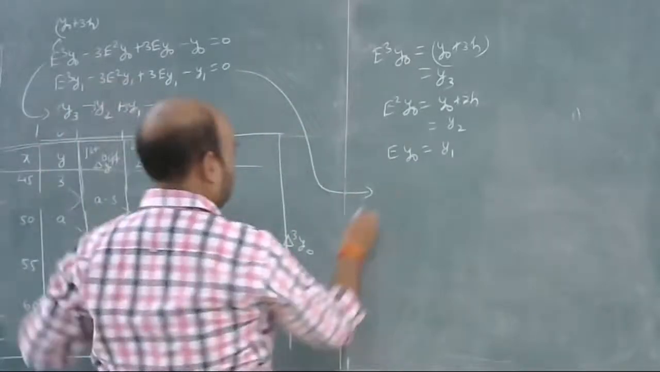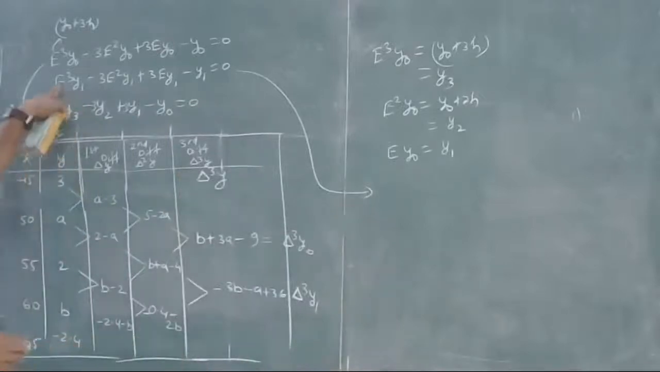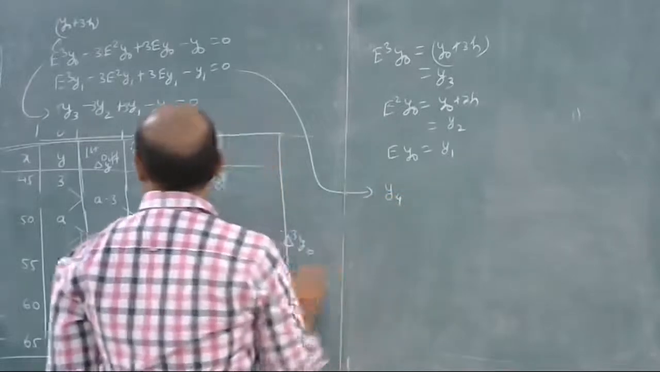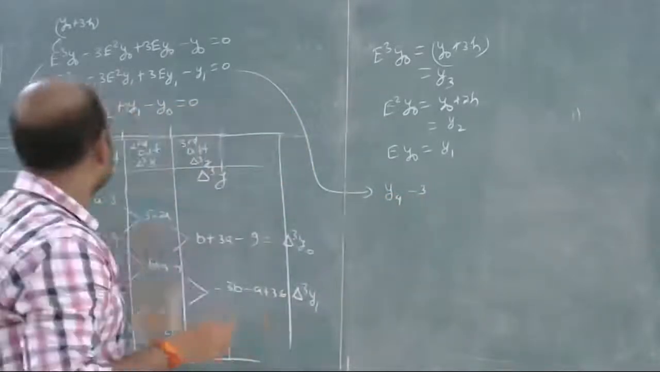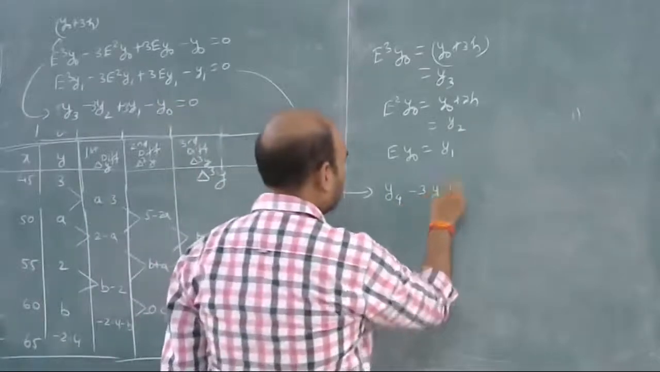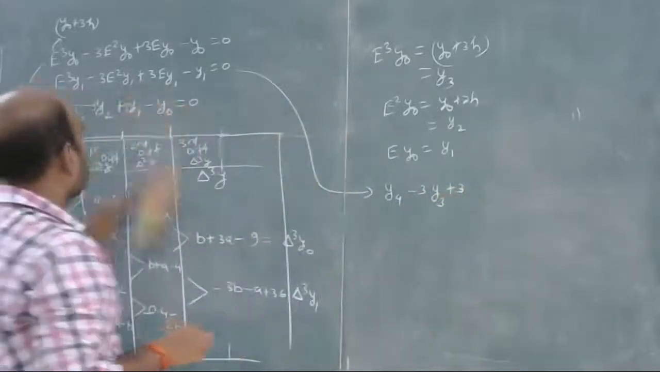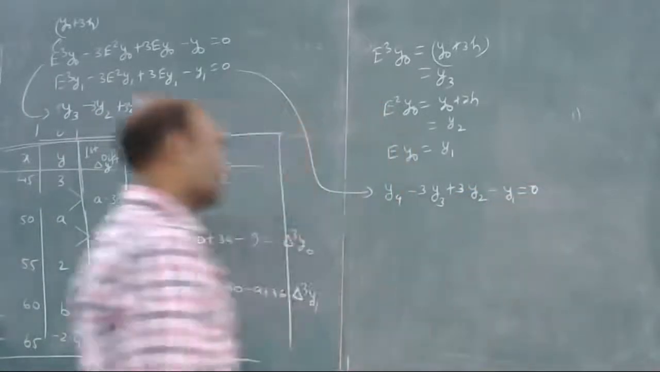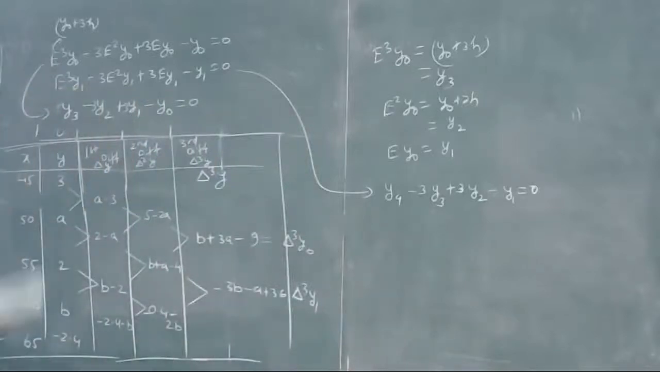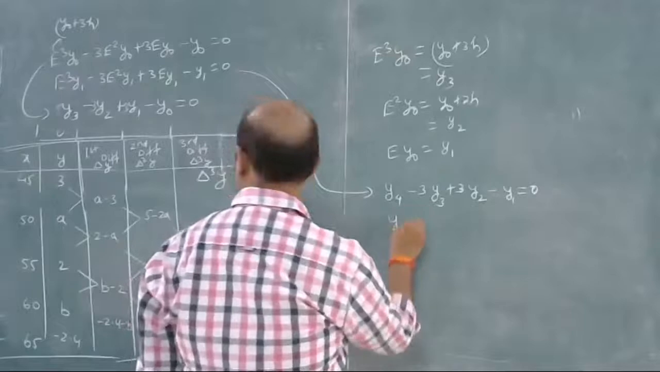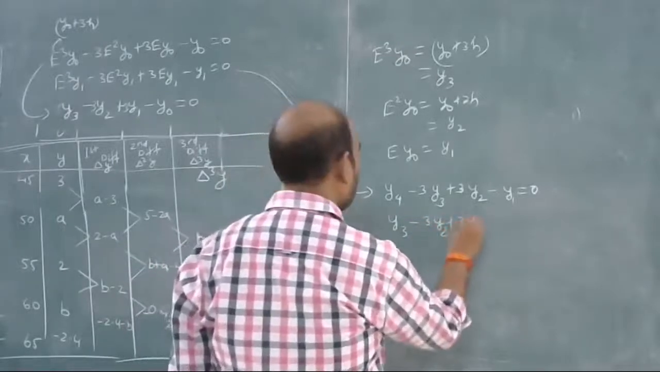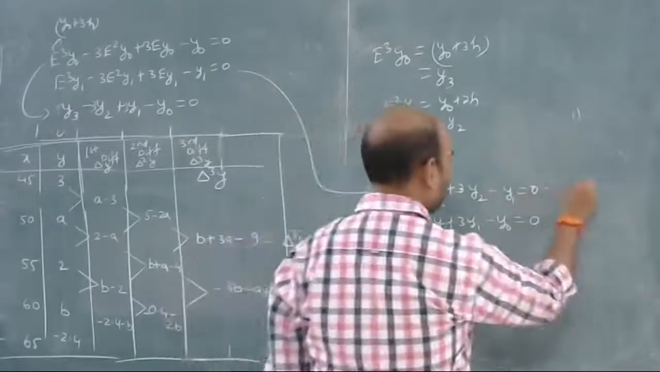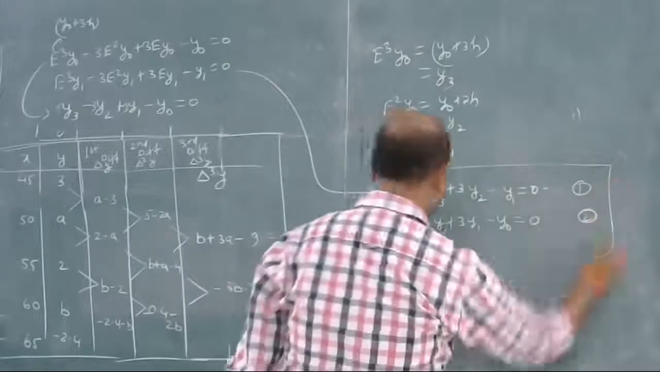as, so this is y1, so this will be increased by 4, 3 terms, so y4 minus 3E square y1, so this will be y3, plus 3E y1, so this will be y2, and minus y1 is equal to 0. So again you got these two equations. So one equation is y3 minus 3y2 plus 3y1 minus y0 is equal to 0. Okay, this is equation 1 and this is equation number 2.